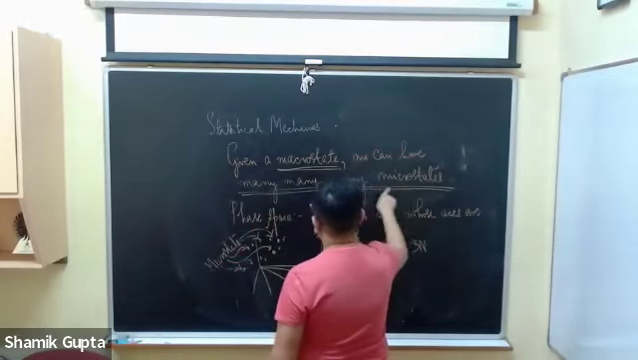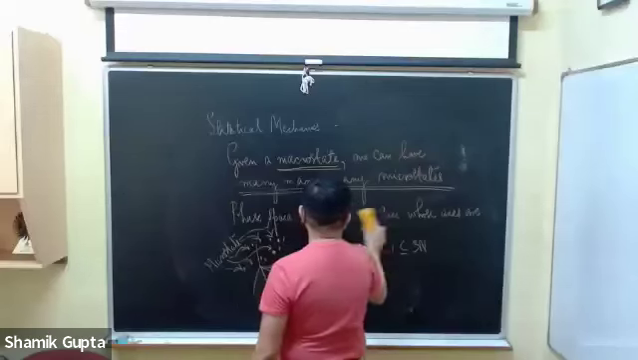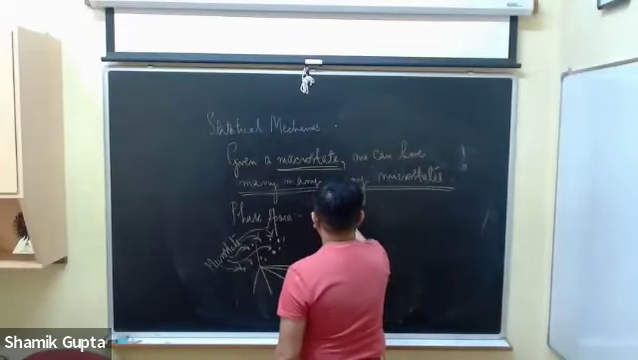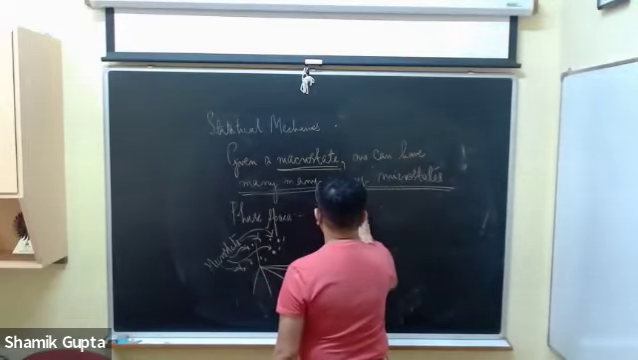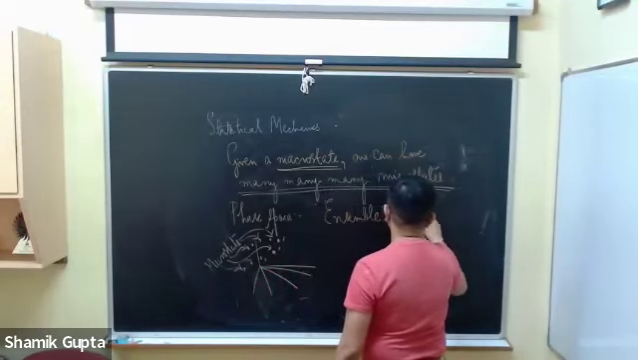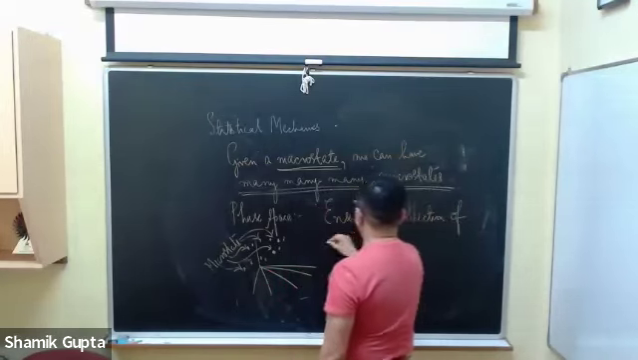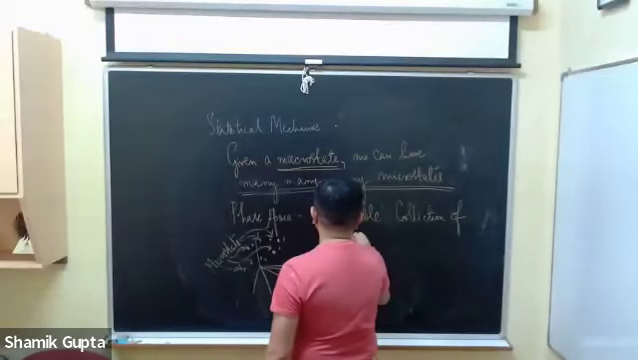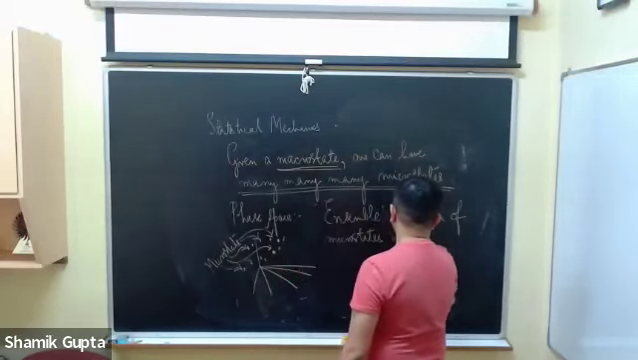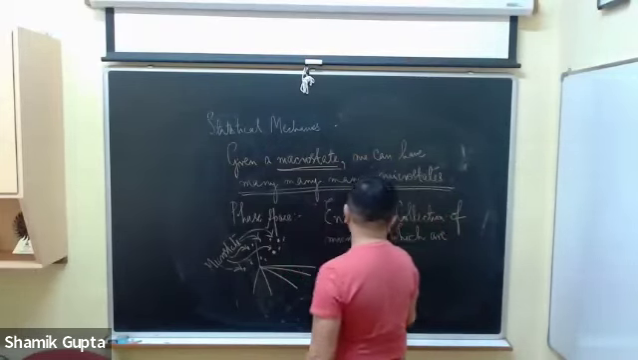These microstates which are consistent with a given macrostate have a name. It's called the ensemble. An ensemble is a collection of microstates which are consistent, that is, they satisfy the same macrostate.